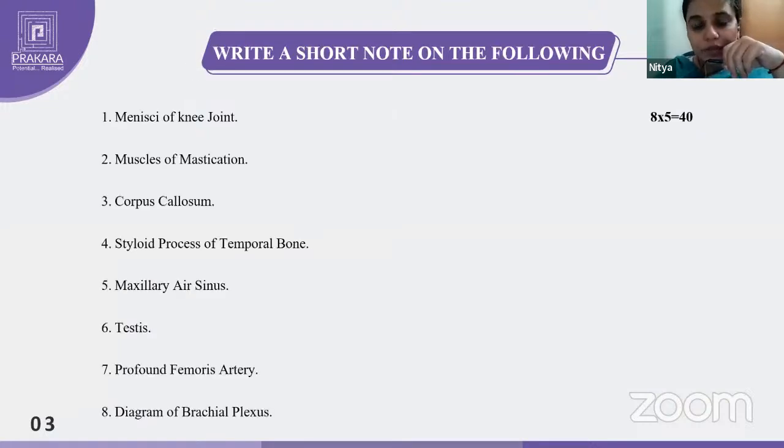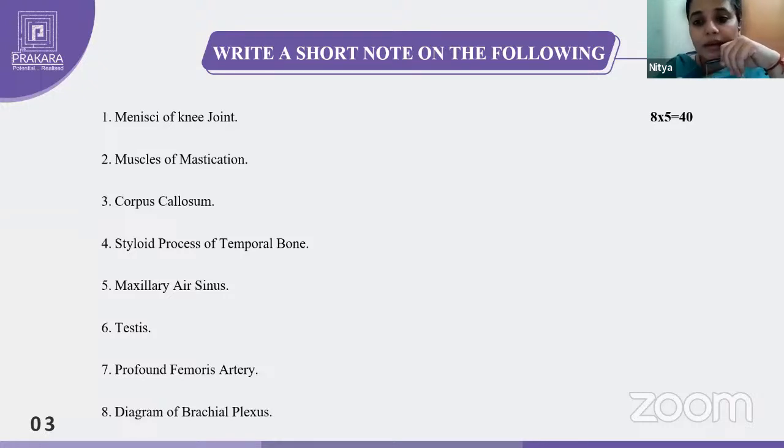Next, very shorts will be 8 in number. Each carries 5 marks. In essays, you will be drawing at least 3 diagrams. In shorts, you have to draw at least 1 diagram. You can use flowcharts also. That's up to you. But it will be nice if you use flowcharts, especially for nerves, blood supply, classification of joints. Even embryology, you can use flowcharts to depict the spermatogenesis, oogenesis, and all.